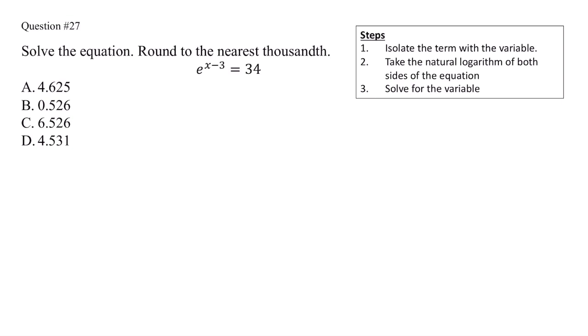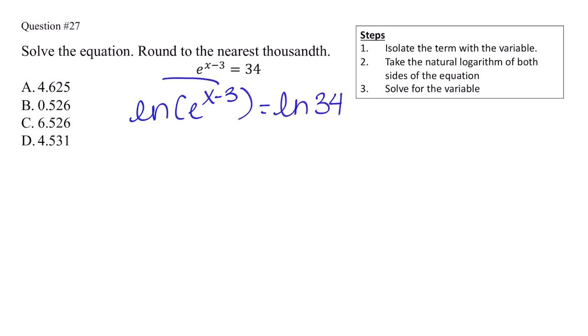So now let's try solving this equation and round to the nearest thousandth. So we have e to the x minus 3 equals 34. Whenever we have an e, we want to take the natural log because that's going to undo that base of e. And remember, we have to do that to both sides. So this x minus 3 is all the exponents. So I'm going to bring that down in front.